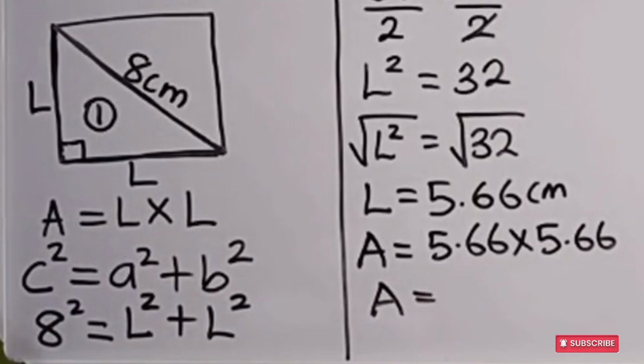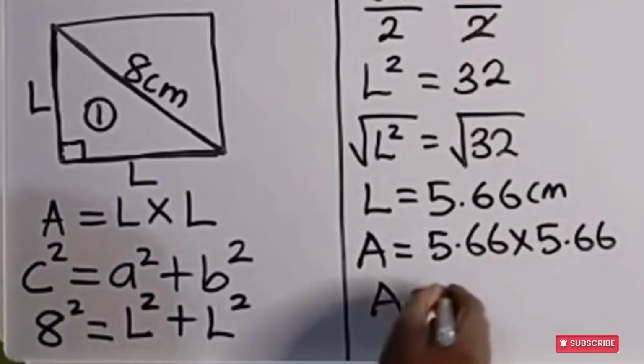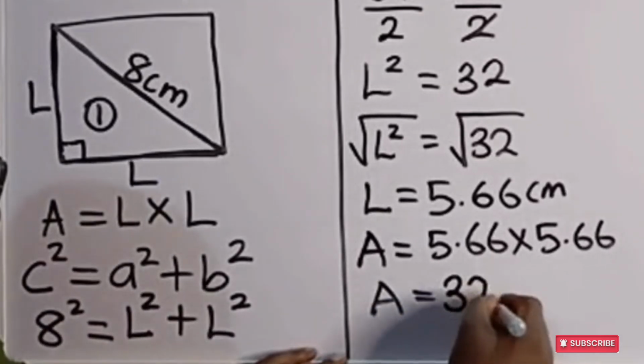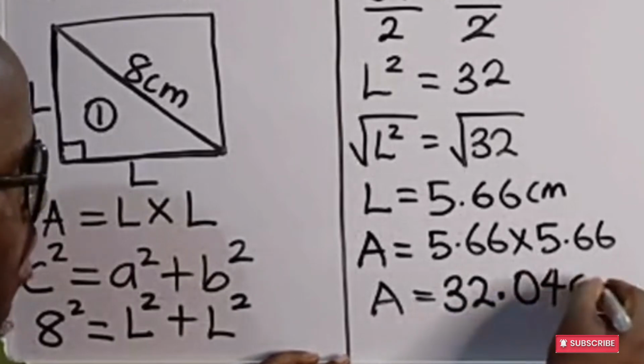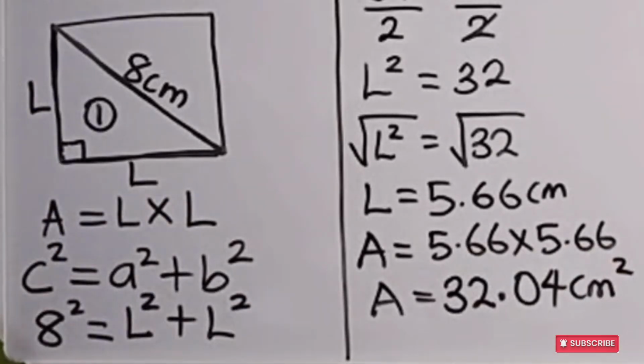So what would that give us? 5.66 multiplying itself, 32.04. Let's call it 32.04 centimeters squared. So that is our answer, 32.04. Let's look at the next question.